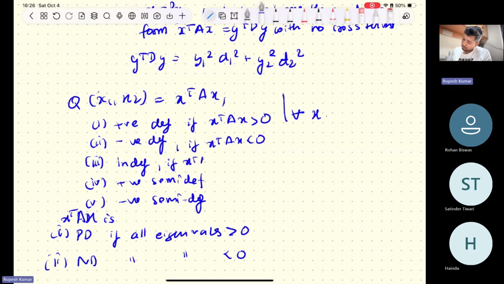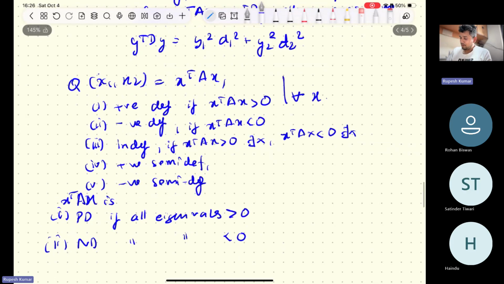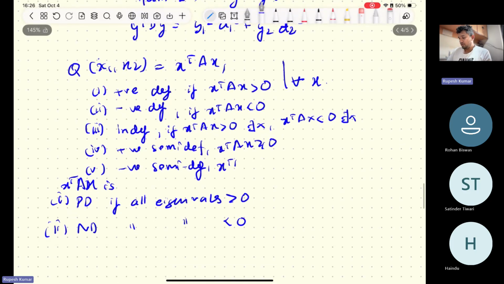If x transpose Ax is positive for some x and less than 0 for some x, then it is indefinite. And then again, if you apply equality also here, x transpose Ax greater than or equal to 0 is positive semi-definite, and x transpose Ax less than or equal to 0 is negative semi-definite, right? So these are the basics. Just remember these rules.